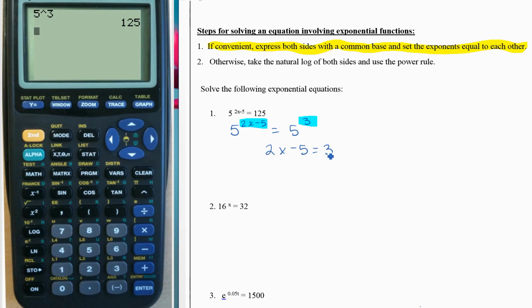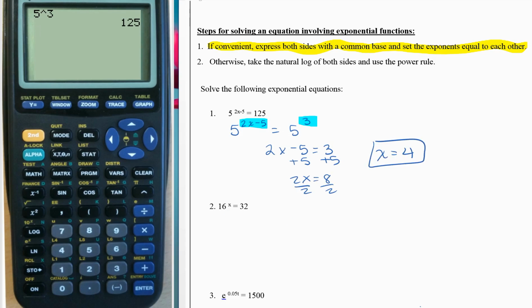Then that's just a simple linear equation we can solve for x. So we're going to add 5 to both sides. 2x equals 8. Divide both sides by 2. X equals 4. Okay, we can also do a similar thing with the next one.